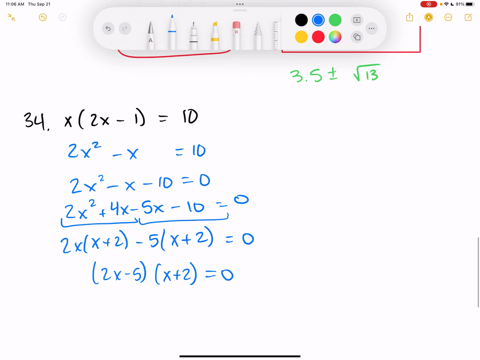So then splitting it, 2x minus 5 equals 0, x plus 2 equals 0. So 2x is equal to 5, x equals 5 halves, or x equals negative 2.